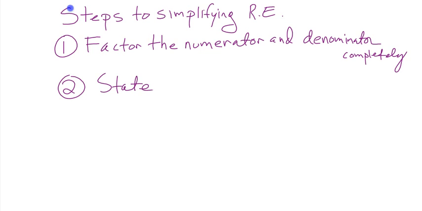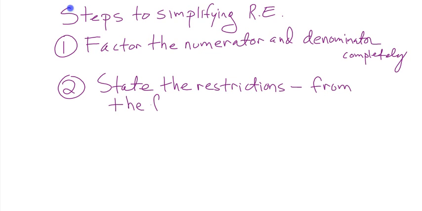So the big thing about rational expressions is if there's a variable in the denominator, then there is a restriction, right? Or there may be. We've seen one where there wasn't: x squared plus 4, there wasn't a restriction. So state the restrictions. And where do you find them? In the denominator. So from the factored form of the denominator.